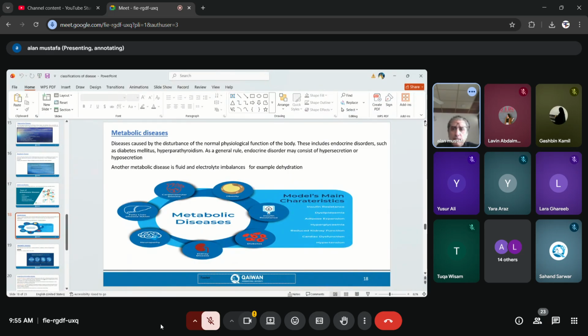Autoimmune. So there is a problem with your immune system. Then we have metabolic diseases, like diabetes mellitus. If you notice, we put diabetes mellitus in many different categories. It is a metabolic disease. At the same time, it is an endocrine disease. And sometimes it can be an autoimmune disease. Another example of metabolic disease is hyperparathyroidism.